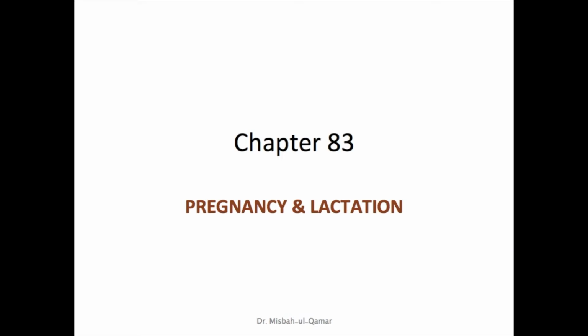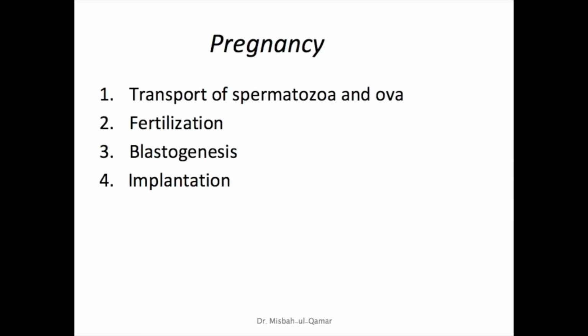Starting with chapter 83, which is pregnancy and lactation. Keep in mind that pregnancy involves all these events: the transport of the sperm and ova, then fertilization, blastogenesis, and then implantation.